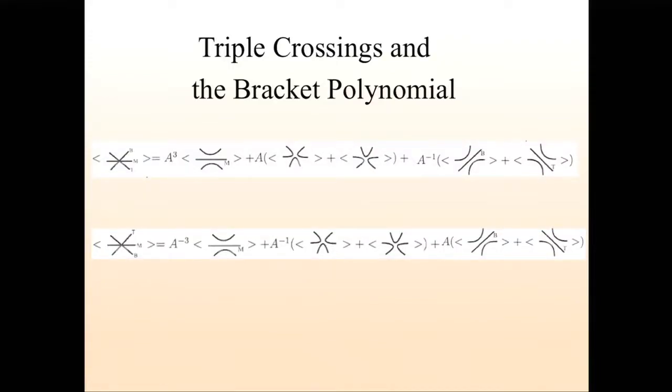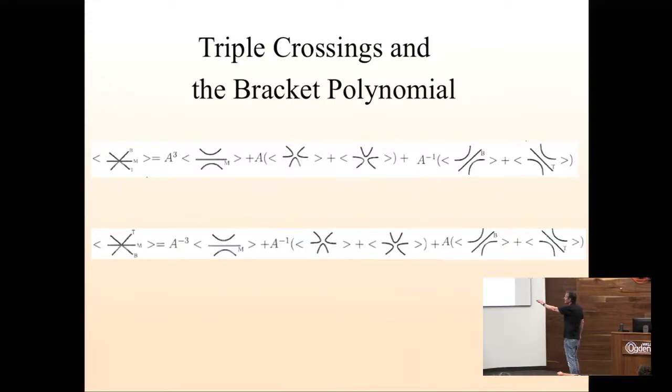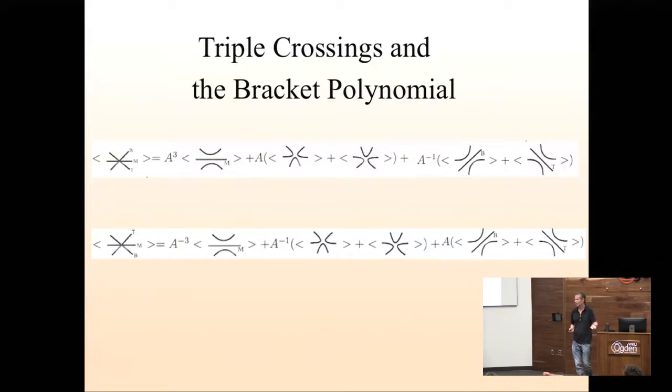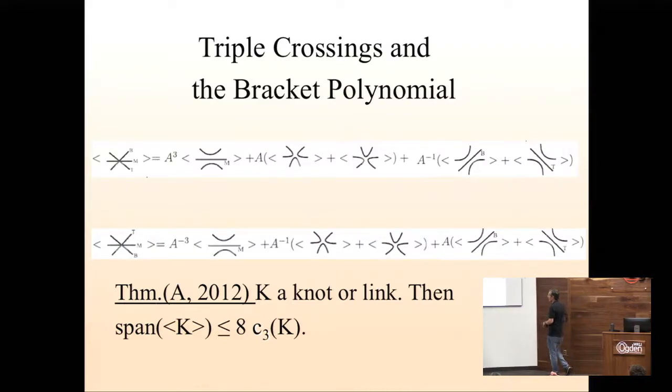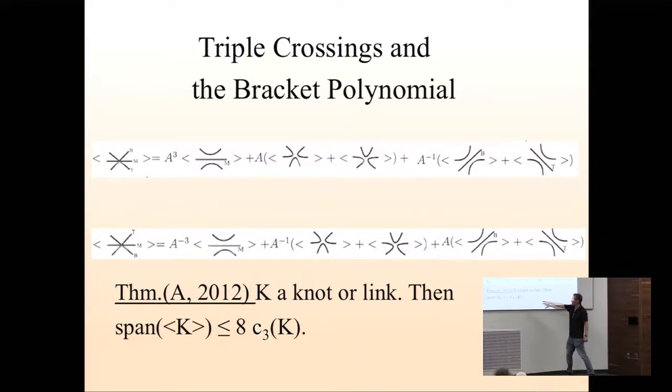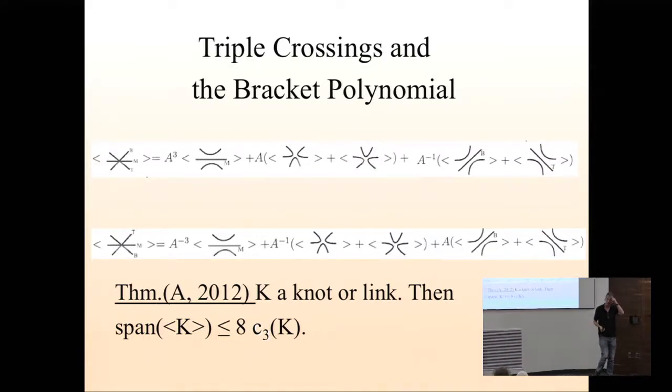Okay, so now let's look at triple crossings in the bracket polynomial. Because, as I mentioned before, there is a BMT crossing and a TMB crossing, we have two different skein relations. They don't look that different, but they are actually somewhat different. But it turns out you can prove a similar fact. Namely, if you have a knot or link, then the span of the bracket polynomial will be less than or equal to 8 times the triple crossing number. The advantage of results like these is that if somebody gives you a knot and says, look, I have a projection with this many triple crossings, you can check whether it's the minimum. If this is exactly satisfied, you will know that that's the actual triple crossing number and you can't do any better.